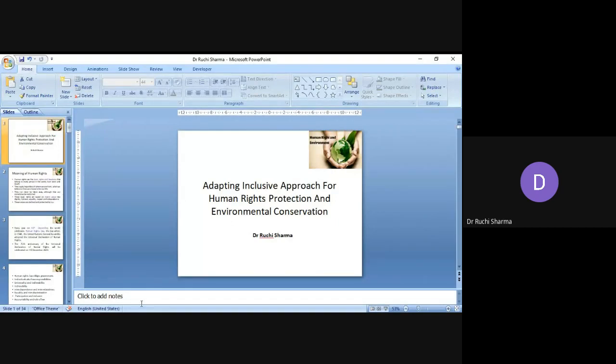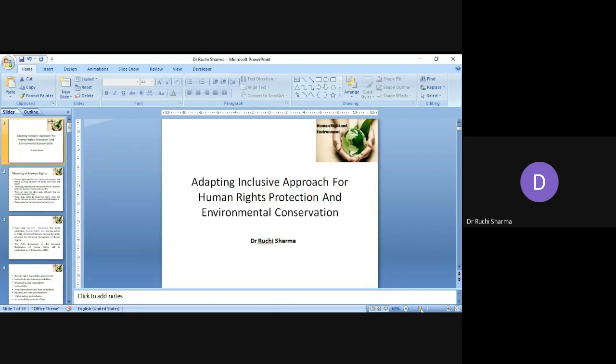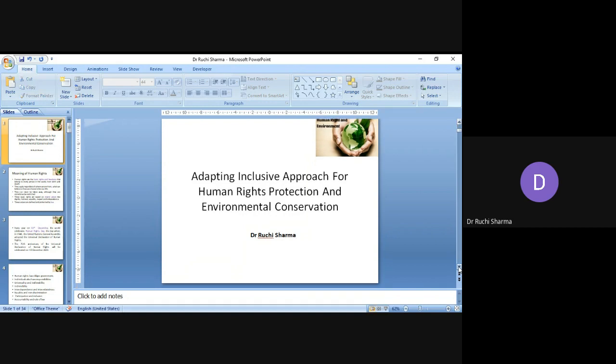Okay, so the topic on which I'm going to discuss is the adaptive inclusive approach for human rights protection and environmental conservation. Now, when we are talking about human rights, first let us understand: I have used three different elements and tried to combine them in this session, where I'm talking about human rights protection, I'm also talking about environmental conservation, and how to interconnect these two by using the inclusive approach.